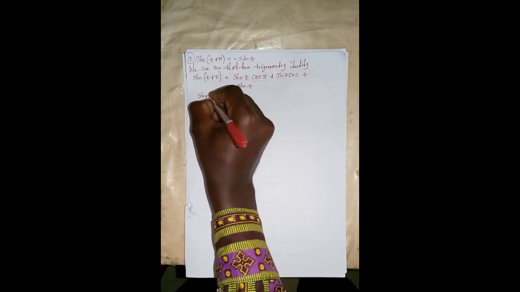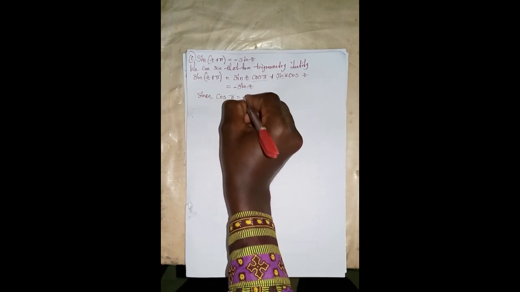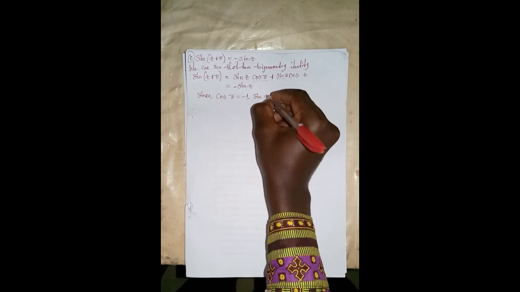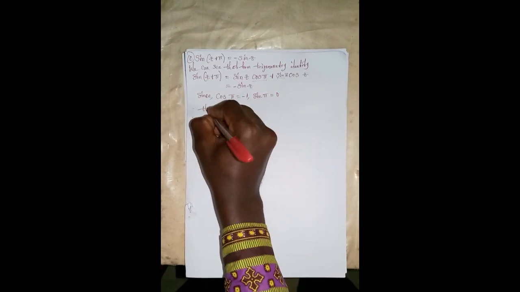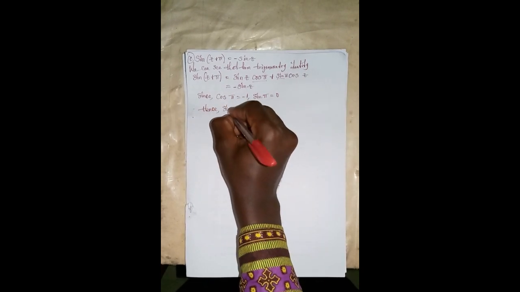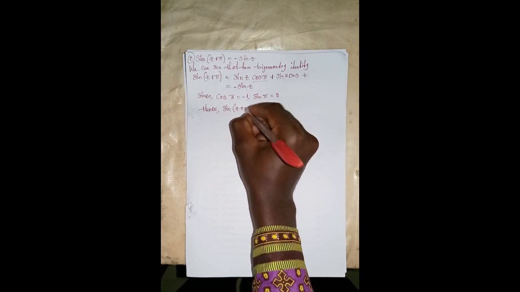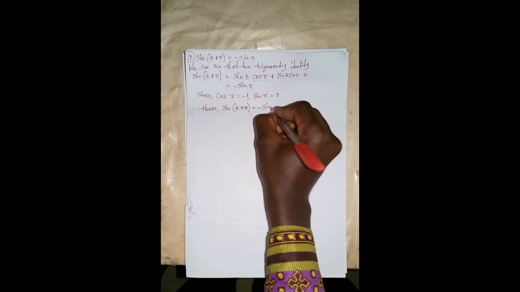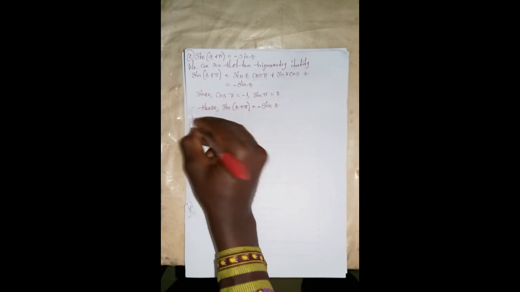Now since cos pi is equal to negative 1 and sine pi is equal to 0, hence sine of z plus pi is equal to negative sine z. You can see it's a very easy, very quick method of approach for you to show that sine of z plus pi is equal to negative sine z. Now we move to the next one.